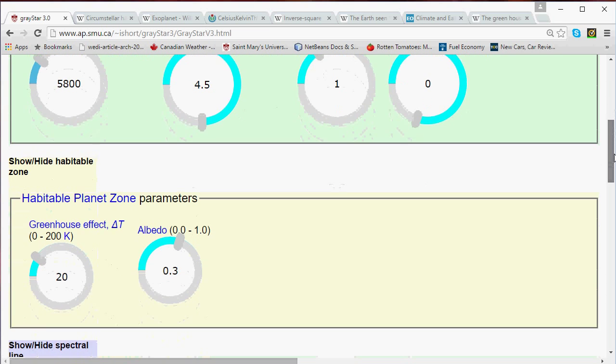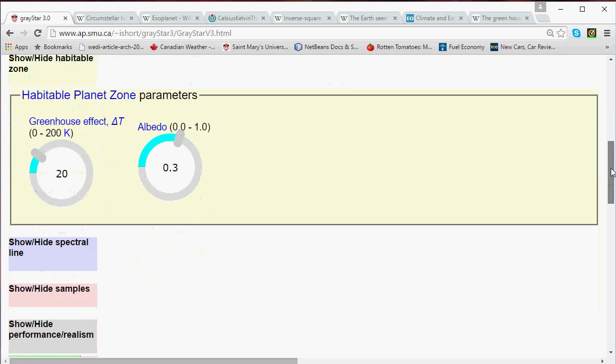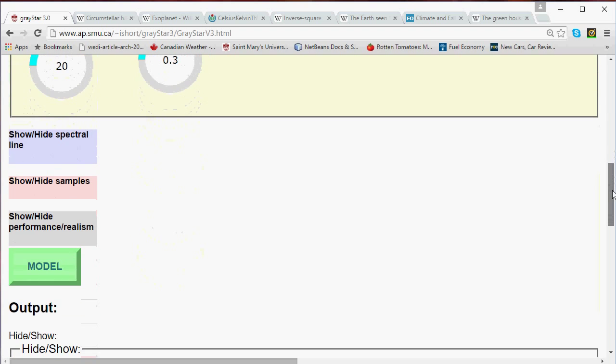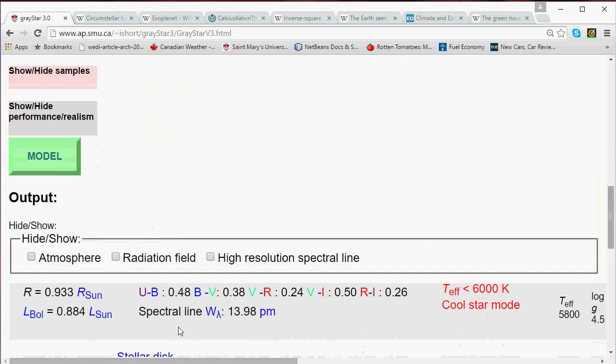And I'll also let you know, because now it matters, when you reload Graystar, the parameters for the planet come up defaulting to Earth's values for the greenhouse effect and the albedo. So the situation is defaulting for that of the Earth and the Sun. So let's just go down here and do a reality check. It's the luminosity of the star that's going to be important. So let's make sure that our simulation has the luminosity of the sun to start with.